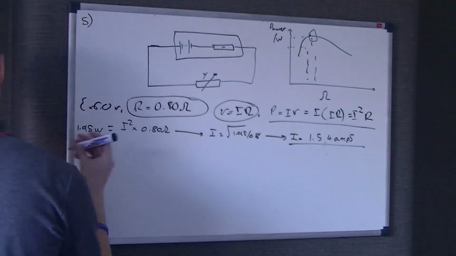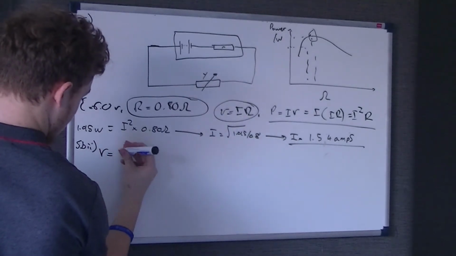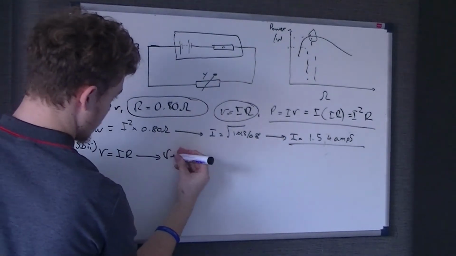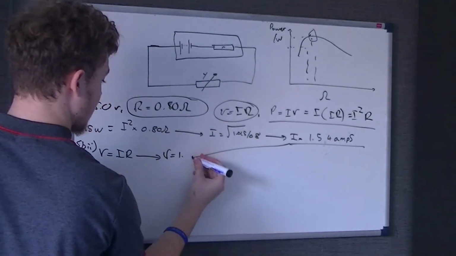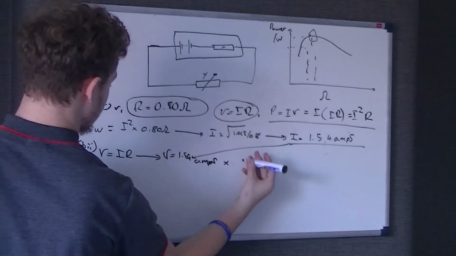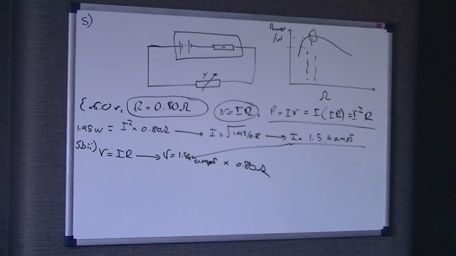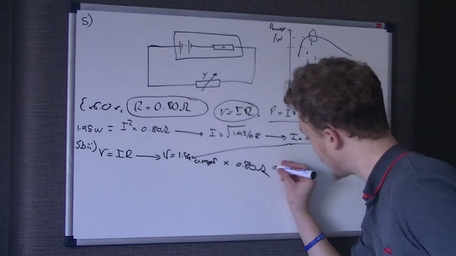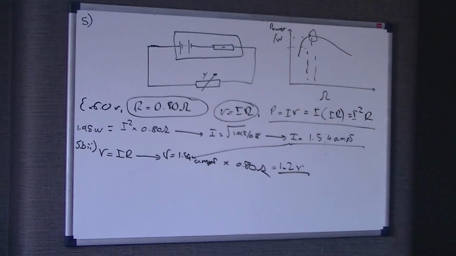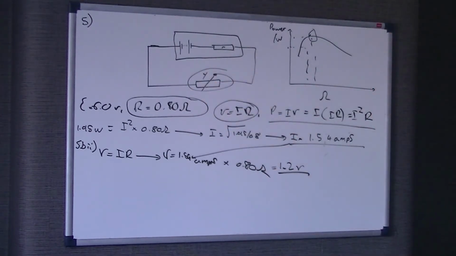So anyway, this is 5b part 2. You just do potential difference across Y. So V equals IR. We know what I is, which we just worked out. So it's 1.54 amps times the resistance, which is 0.8 ohms. If you sub that in your calculator, you would get a potential difference of 1.2 volts across Y. So remember, that's not the potential difference across the terminals, it's just the potential difference across Y.